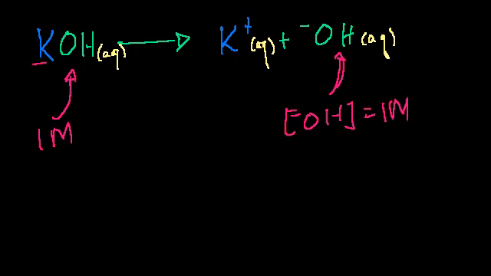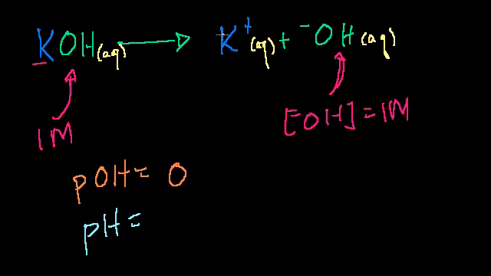So what is your pOH? pOH is just the negative log of this. The log of 1 is 0. The negative of 0 is 0. And then your pH in this circumstance, well, you could say, oh, it was the hydrogen concentration. You don't know what the hydrogen concentration is, but you know that when you throw a bunch of this stuff in, it's going to sop up a bunch of hydrogen. The hydrogen's going to go down a lot.